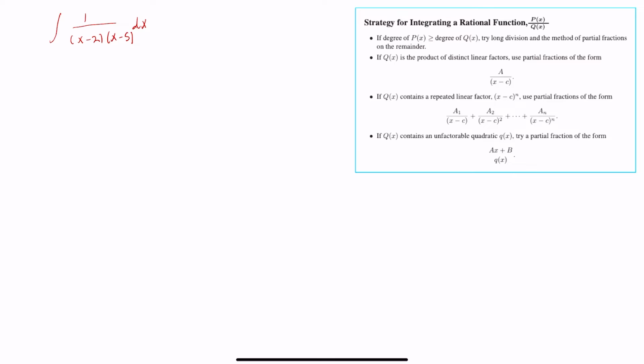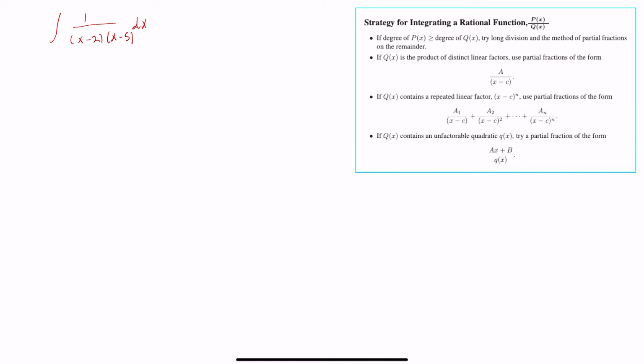So this is in case we have a rational function p of x over q of x. If the degree of p of x is larger than or equal to that of q of x, then we use long division. This case does not apply here. So we move to the next step: if q of x is the product of distinct linear functions, which is the case here, we have two distinct linear functions, and we use partial fractions of the form A over x minus c.